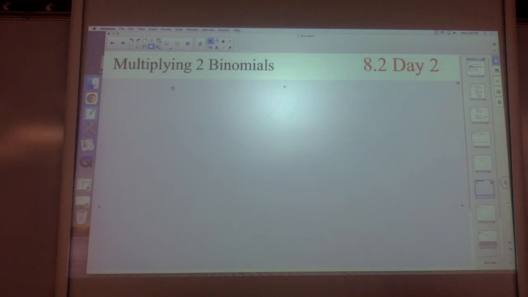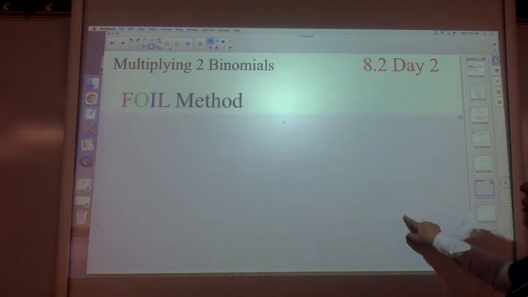We're going to do section 8.2, but a second day of it, day 2, multiplying two binomials. It was supposed to go with yesterday's, but multiplying two binomials is different from what we did, which was just doing one monomial with a polynomial. When multiplying two binomials, we're going to do what's called the FOIL method.